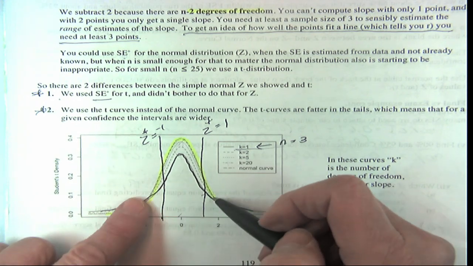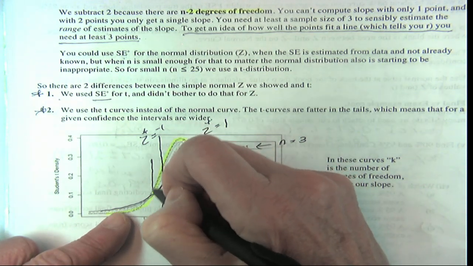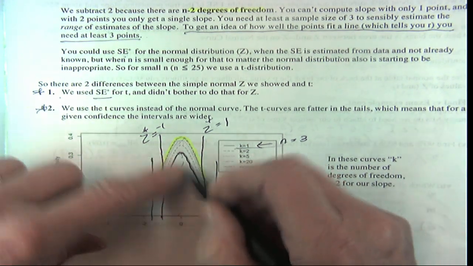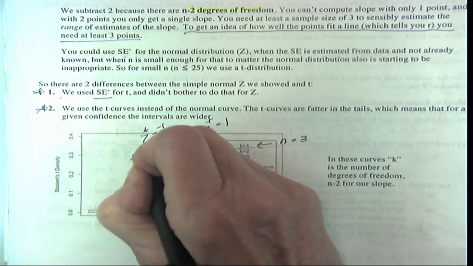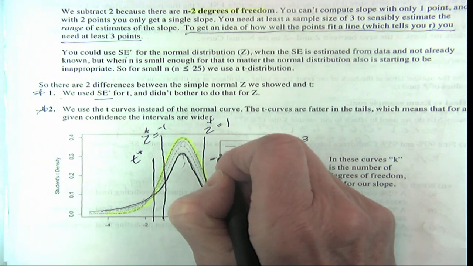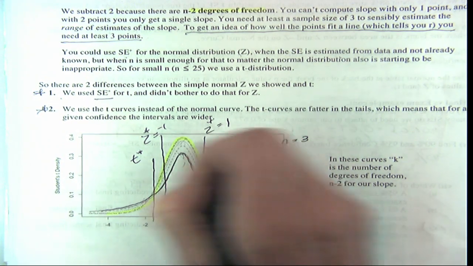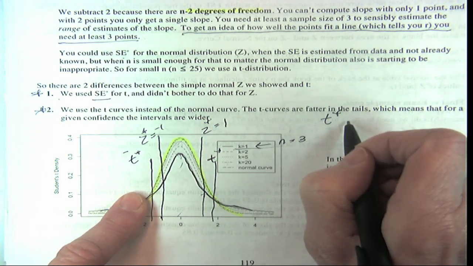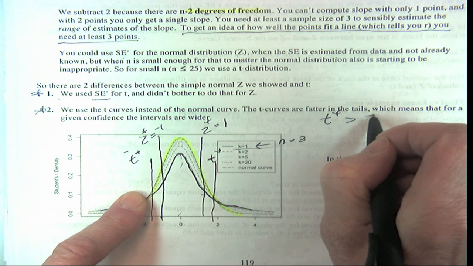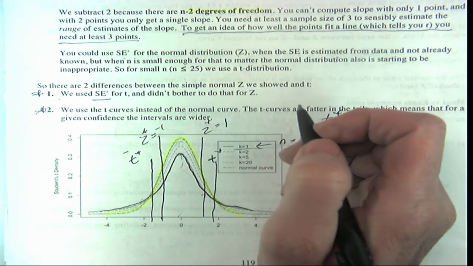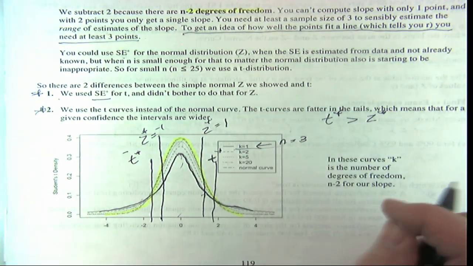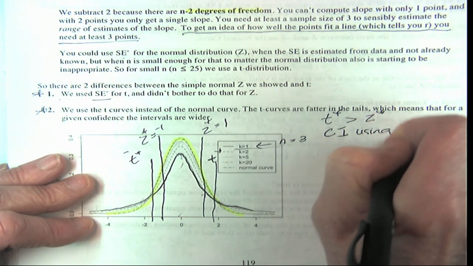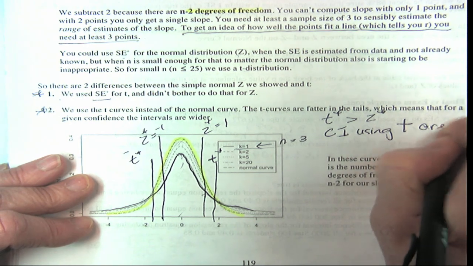Now on the t, you're going to go out further to get the 68%, right? You have to go out further because it's so short here. So the t star, and then I'm doing an exaggerated version. You have to go up, so t star is bigger in absolute value than z star, and the confidence intervals using t are wider.